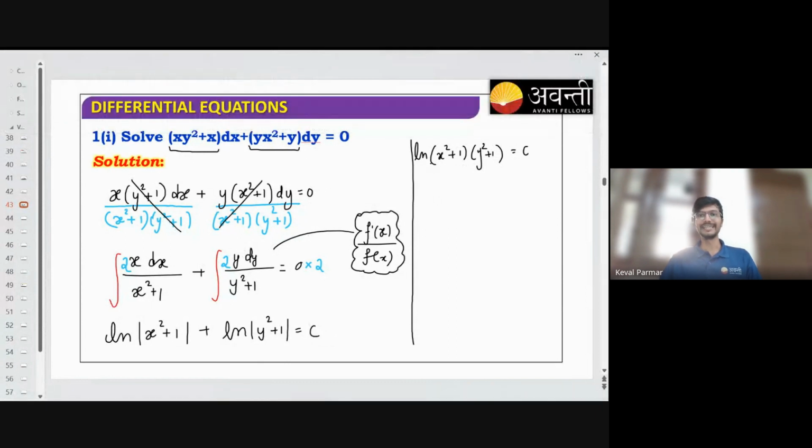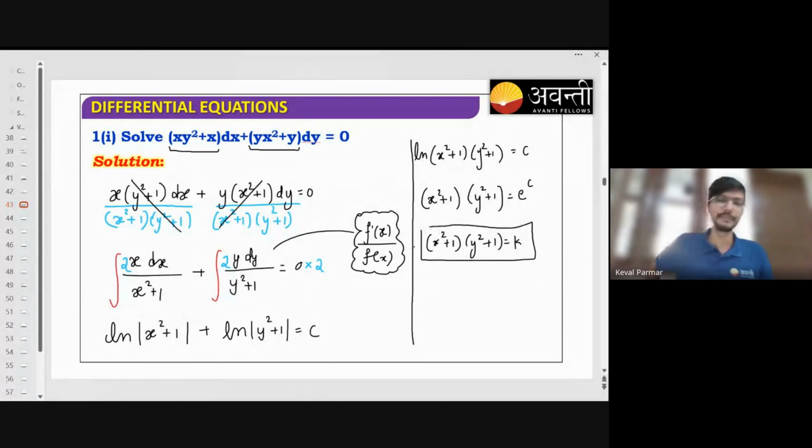So if I remove ln, I'll get x square plus 1 into y square plus 1 is equal to e raised to c. And I can write e raised to c as, suppose, k. Why k? Because e raised to c is another constant, which for simplification I will write as k.